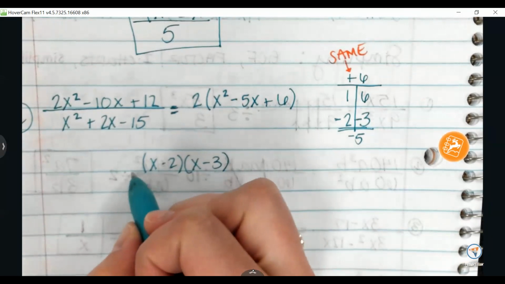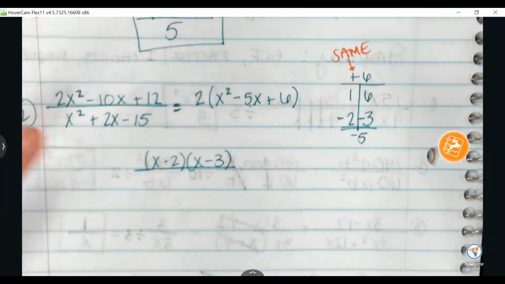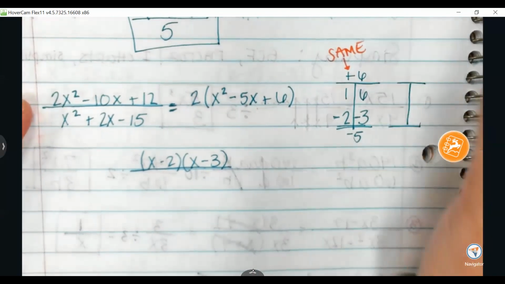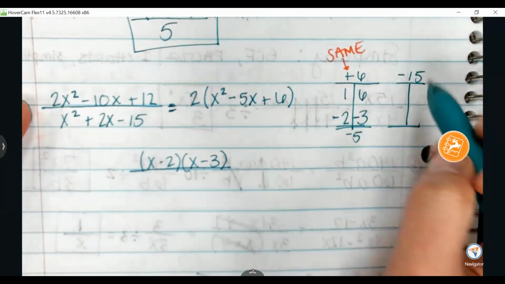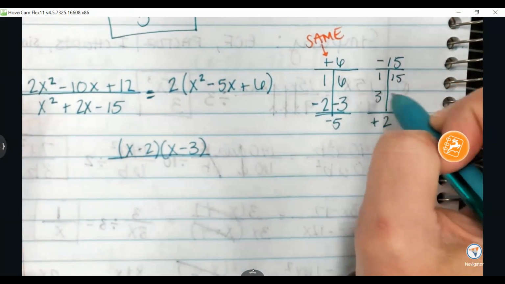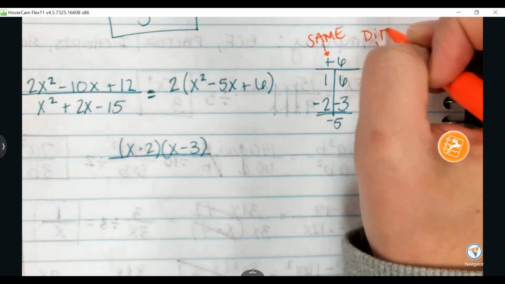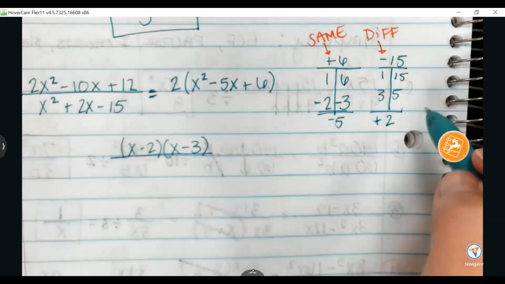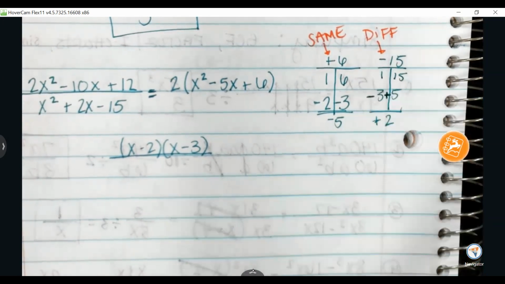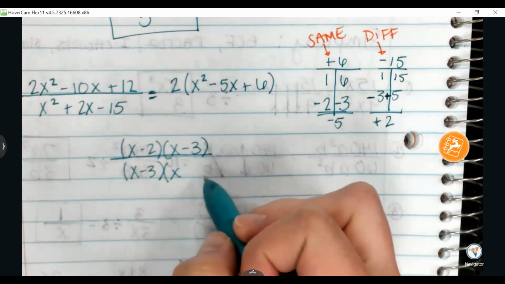But I still need a denominator. What am I doing with my denominator? GCF or eye chart? An eye chart. X squared by itself, so go make an eye chart. So I'm going to make my eye chart. At the top is negative 15, and at the bottom is positive 2. 1 and 15, 3 and 5. Are my signs the same or different? They are different. So how can I get a positive 2 with different symbols? Negative 3 and a positive 5. So in my denominator is x minus 3, x plus 5.